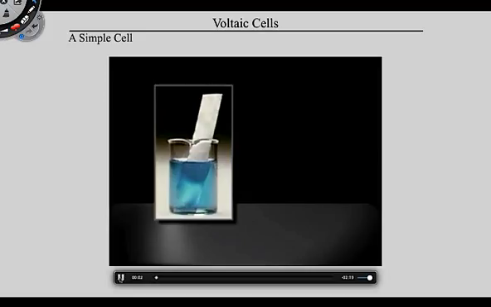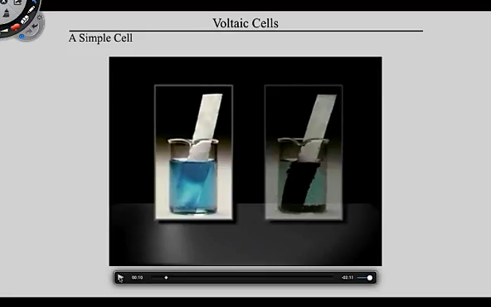When a strip of zinc metal is immersed in an aqueous copper-2 sulfate solution, electrons are transferred from zinc to the copper-2 ions. And we saw that, right? We saw it in the animation. We saw it in the balanced equation. And now, remember this? That's what it looked like in your test tube last year, right? What's the brown fuzzy stuff?